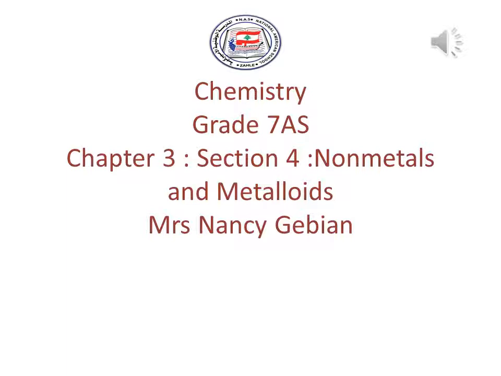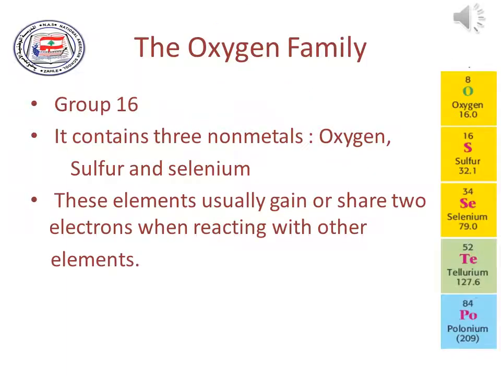Nancy. Today we are going to continue the last part in section 4, nonmetals and metalloids. The oxygen family. Group 16, the oxygen family, contains 3 nonmetals: oxygen, sulfur, and selenium. These elements usually gain or share 2 electrons when reacting with other elements.